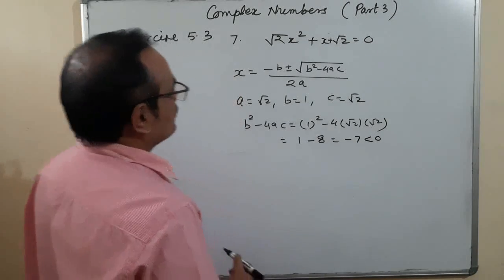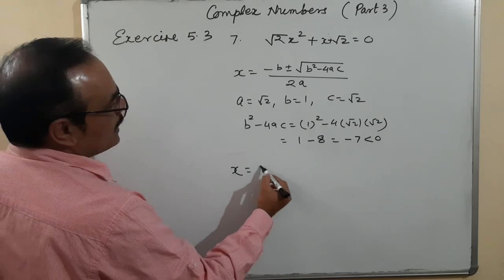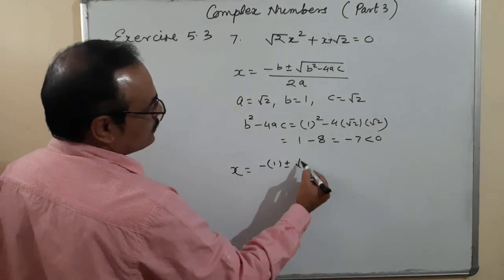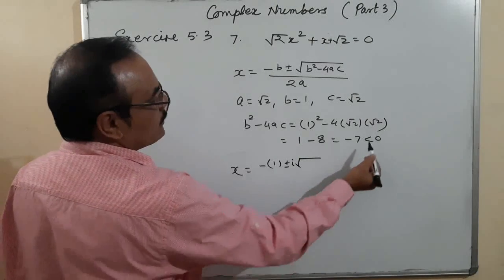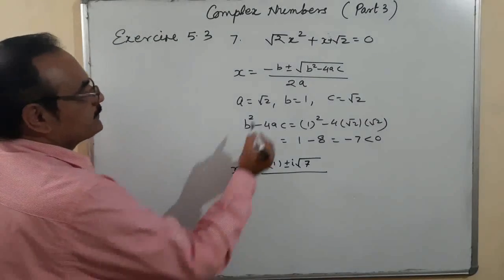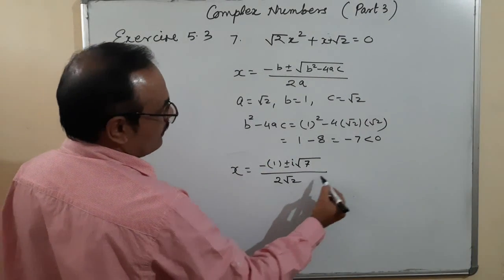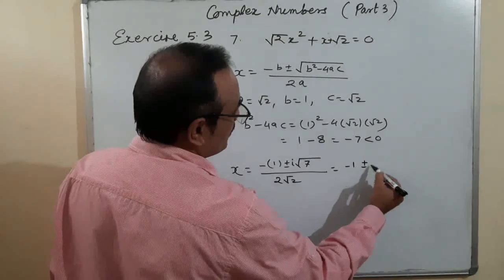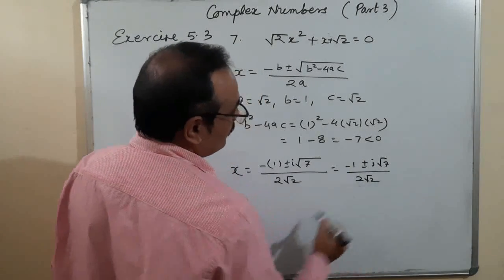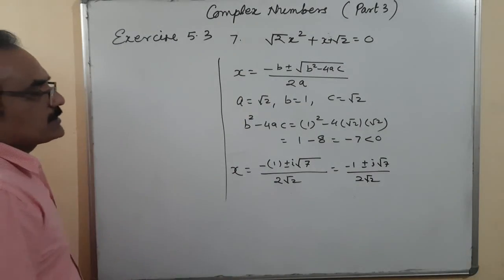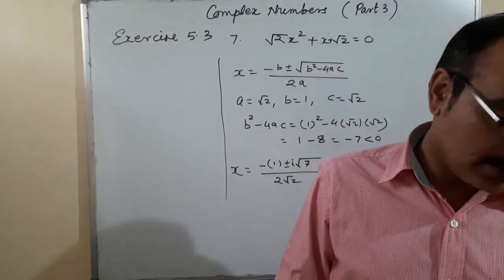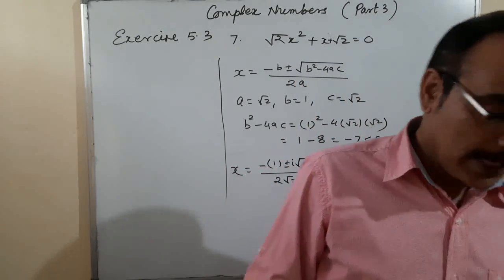So the value of x is equal to minus b, which is 1, plus minus under root of minus 7, upon 2a, which is 2 root 2. Minus 1 plus minus i root 7 upon 2 root 2. Okay, that is one, question number 7. One more question I want to take from it, question number 9.